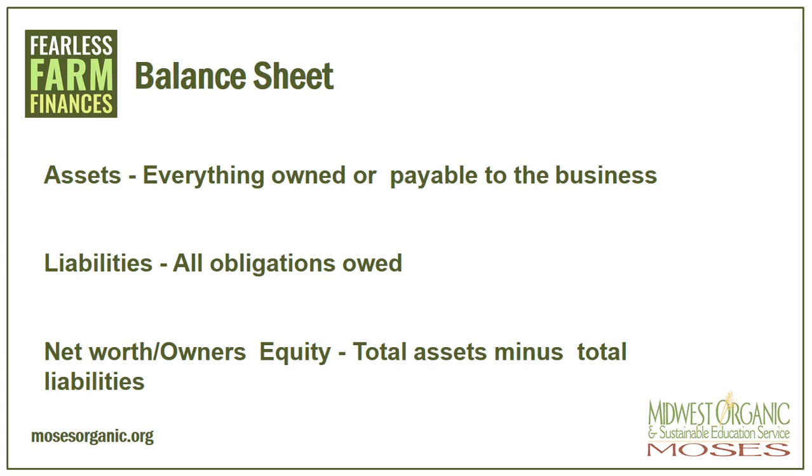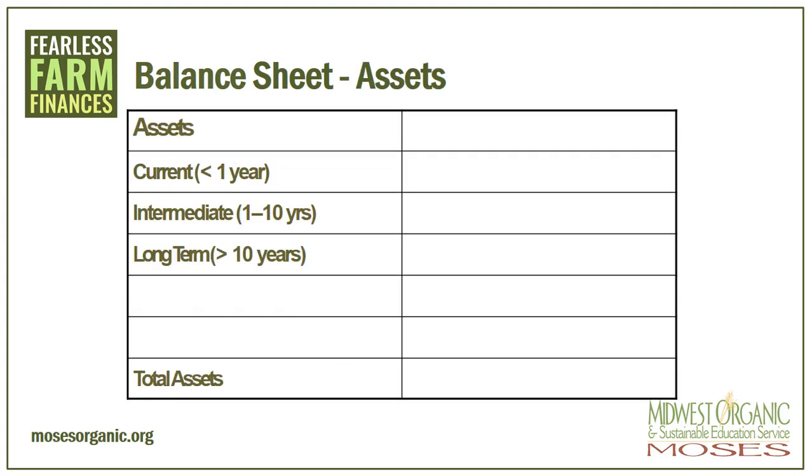Let's get back to the balance sheet. Remember, assets minus liabilities equals the net worth. We usually start with assets when completing a balance sheet. Assets are broken into 3 categories based on their useful life. Current assets are defined as cash, things that can be easily converted to cash, or anything that is used up within a year on a farm.